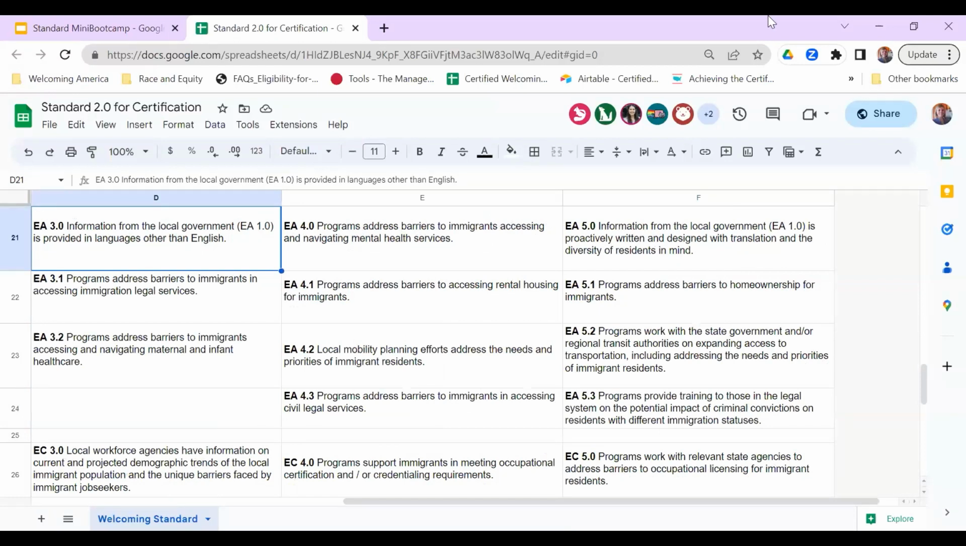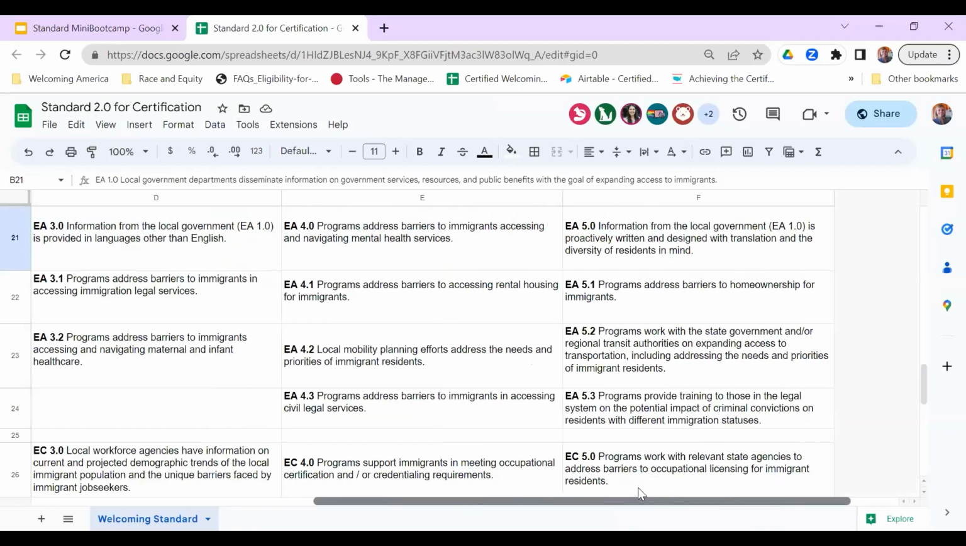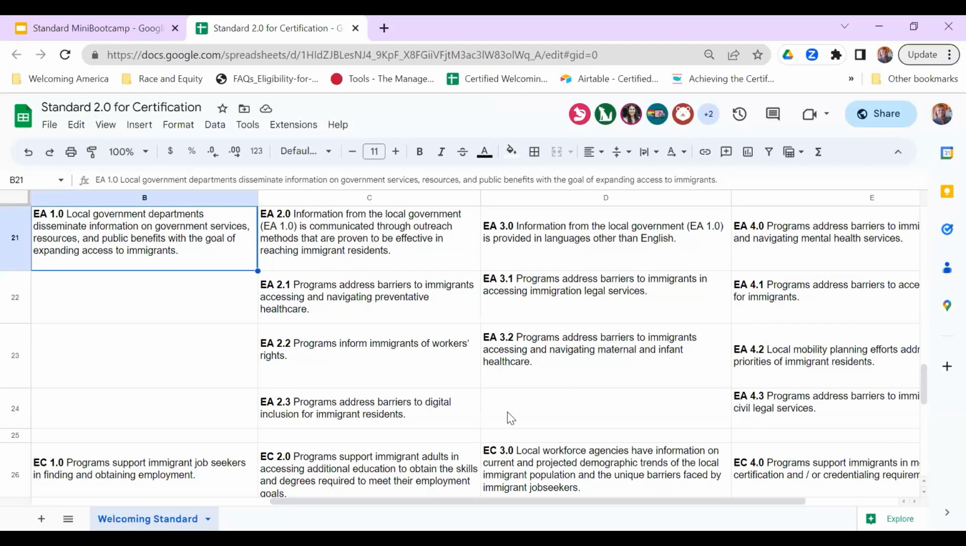And then for 3.0, for 3-star, building back on this information piece, that's why it says EA 1.0 in the criteria, because it refers back to that one there. So when we're talking about that information, that's the information we're talking about. And so we have information from the local government provided in languages other than English. So again, it can't be Google Translate, but is expected to be provided in multiple languages. This also parallels the local government's language access policy, which will actually be covered in our next framework area.